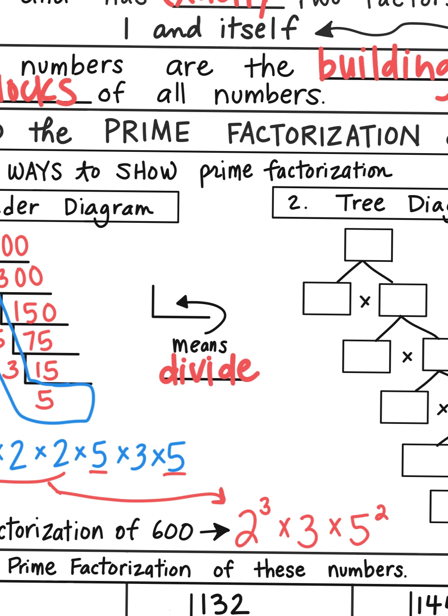Okay? So let's look at this tree diagram. Let's do the 600 again, and we'll kind of stick with the same numbers. So I have 2 and 300.